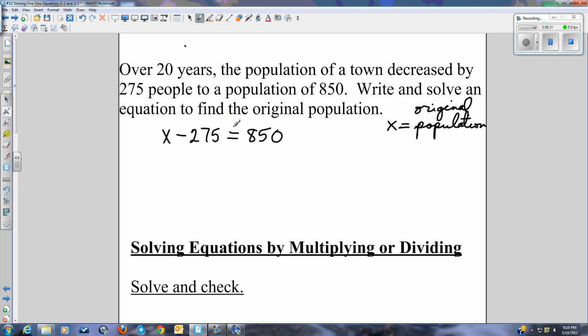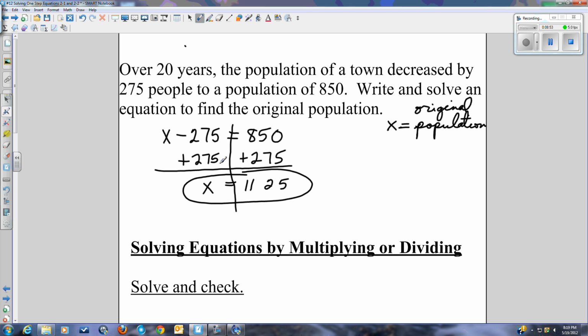Now we want to solve it, so draw a line through the equal sign. We want to get x alone, so we have to do the opposite of subtracting 275, which is adding 275. We want to add these together, 850 plus 275, and we get that x is 1,125. That was the original population of the town.